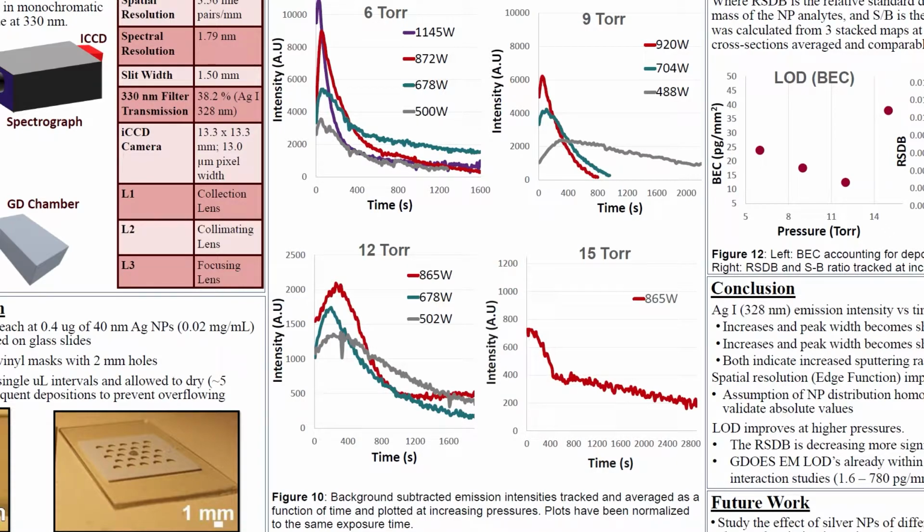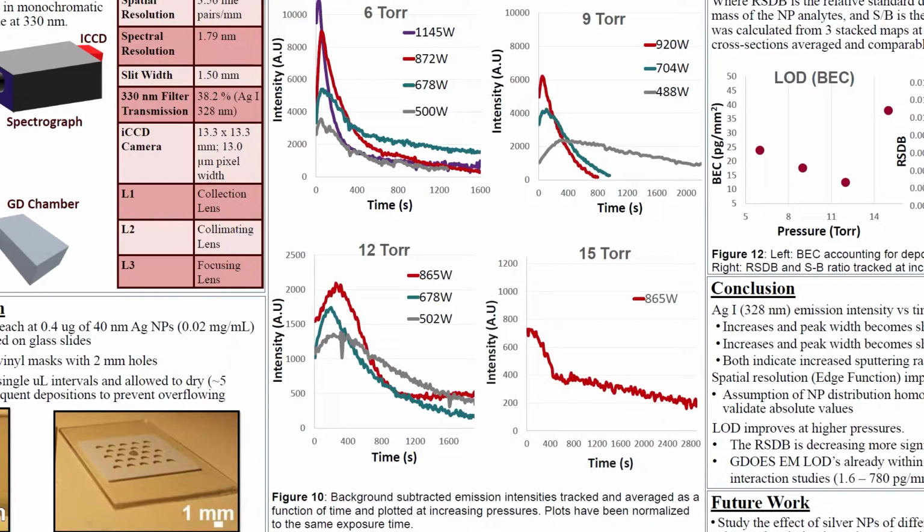In order to track the effects of operating parameters on our imaging capability, we take individual emission maps of the sample and track how the emission intensity changes over time. These iterations are processed and plotted as a function of running time. Note the normally increasing peak widths at increasing pressure. Increasing peak width is indicative of slower consumption of our analytes.